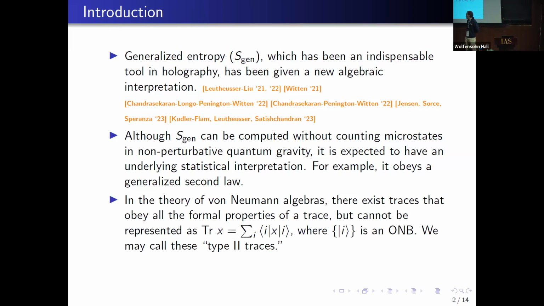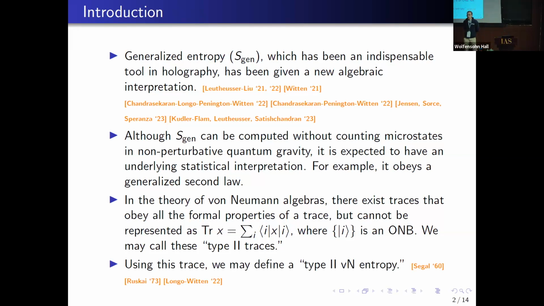Meanwhile, in the theory of von Neumann algebras, there exist traces on von Neumann algebras which obey all the formal properties of the trace, but still cannot be represented using this canonical state counting formula, trace of x equals the sum over the diagonal matrix elements of x. Here, this set of i's is the orthonormal basis. So this trace formula here I'll call the formula for a type 1 trace or a canonical trace. So there exist other kinds of traces that obey all the formal properties of the trace, like cyclicity of the trace or positivity of the trace, but these other traces don't take this form, and I will call them type 2 traces.